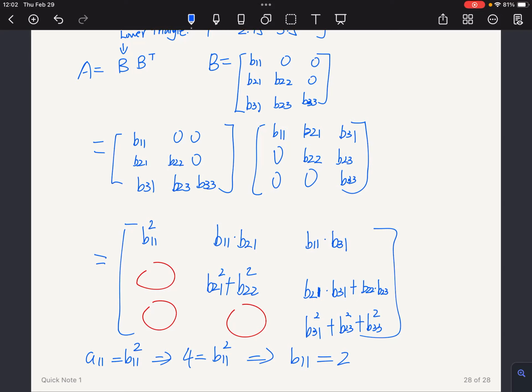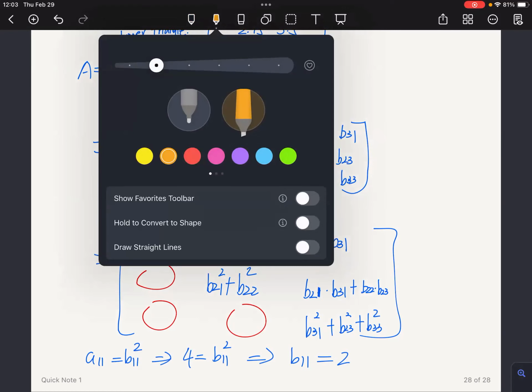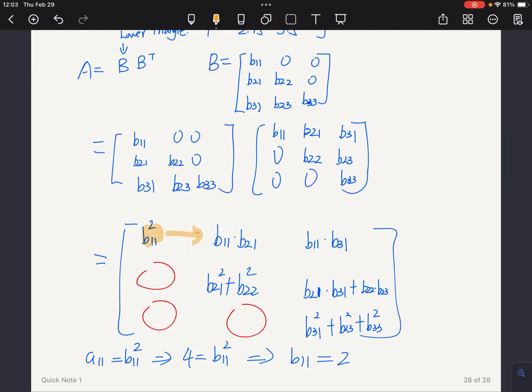Let's see what's next. We are going from here and then go to here. This is our next target. For B21, because we already know B11, it is useful information when we solve for B21, and you will see the same thing happens for the third element here. We already know B11, so it can help us solve for B31. So our solving map is going from here to here and then to here.